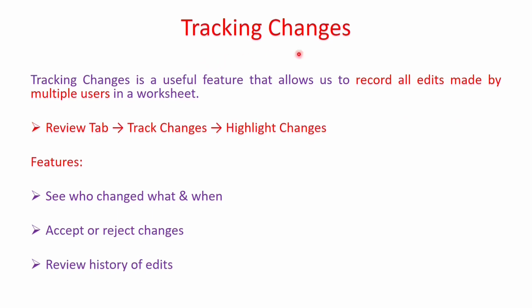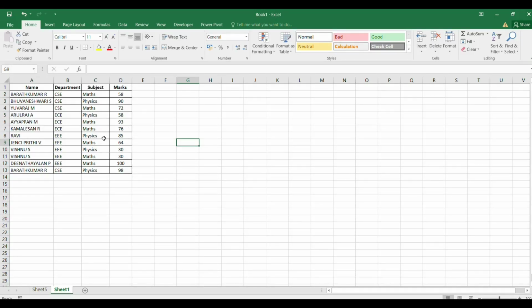Now let us learn tracking changes in Excel. Tracking changes is a useful feature that allows us to record all edits made by multiple users in a worksheet. It is especially helpful when multiple people are working on the same file, and it helps in teamwork and auditing. For example, imagine we have a student marks worksheet shared among teachers. Multiple teachers may update marks at different times. Tracking changes allows us to see who changed what and when.